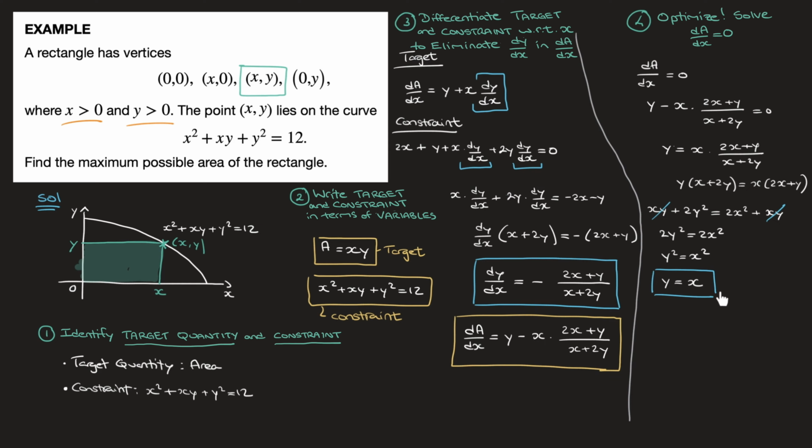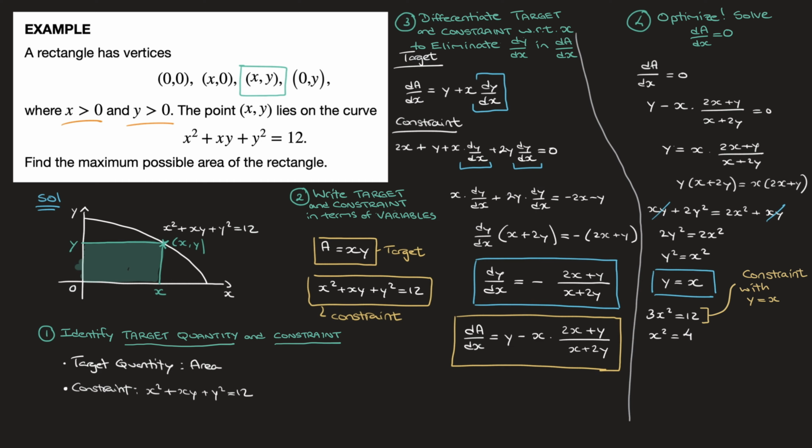And this is a very important result because thanks to this, we can go back to the expression we have for the constraint here and replace every single y we have by x to then solve this equation for x, which will then allow us to find what the area is. Indeed, replacing both of these y's by x, this becomes x squared plus x squared plus x squared. In other words, we get 3x squared, which equals 12. In other words, x squared equals 4.